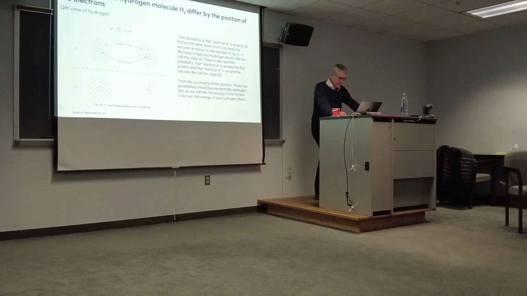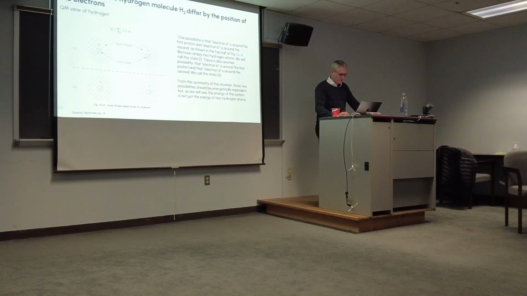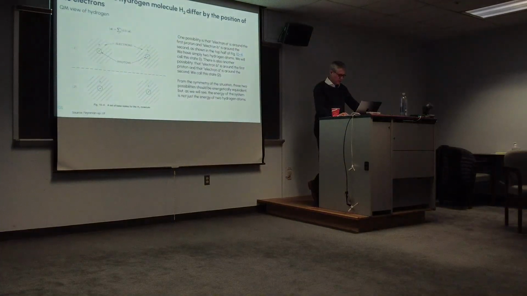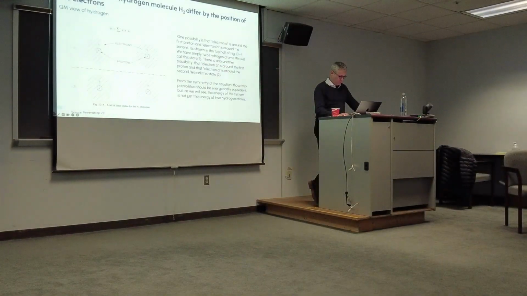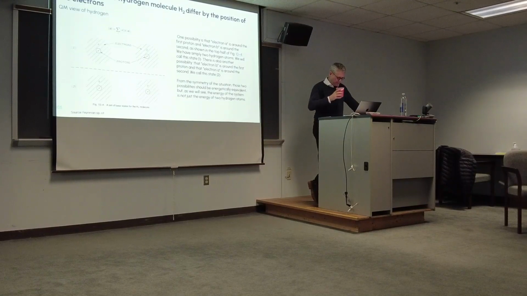But as we will see, the energy of the system is not just the energy of the 2 hydrogen atoms. So what's going on here? You see here again, the state is the sum of this ket multiplied with this operator. Can you just go back? I didn't understand the distinction between state 1 and 2. Can you explain it again? Just the 2 electrons get exchanged.